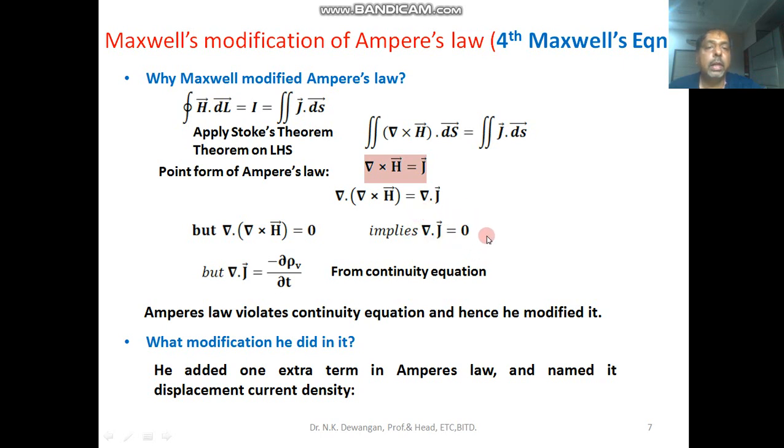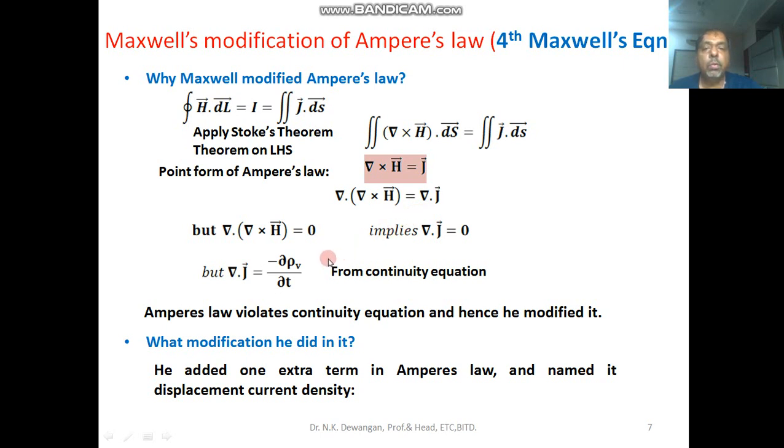But this is not the case, because the continuity equation, which is basically the principle of conservation of charge, says that divergence J vector is equal to minus del rho v by del t. If rho v is changing with respect to time, if the volume charge density in a certain region is changing with respect to time, then divergence J will not be 0. Here we are getting divergence J is equal to 0.